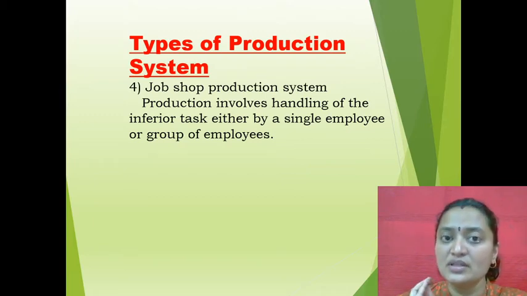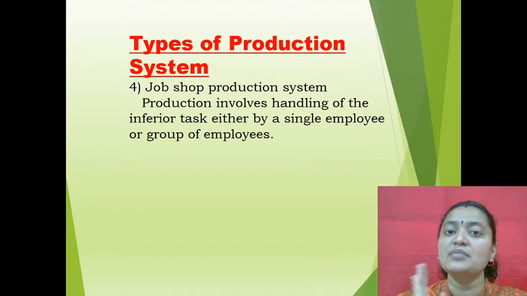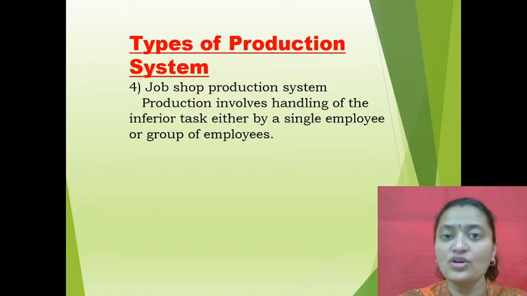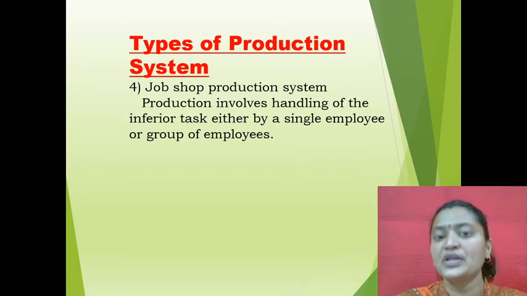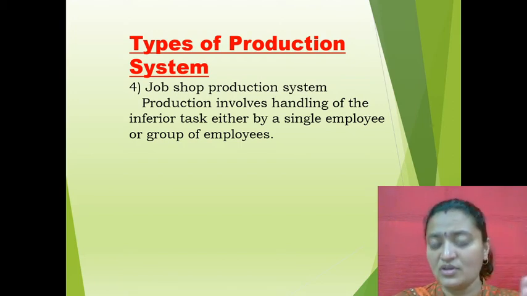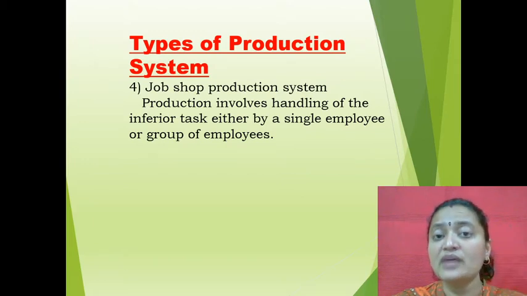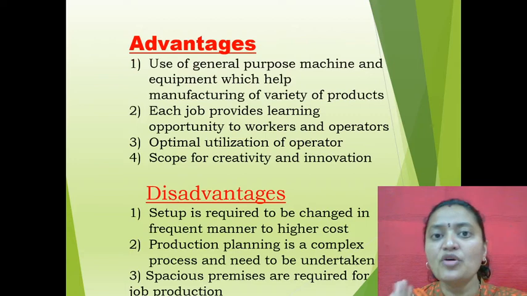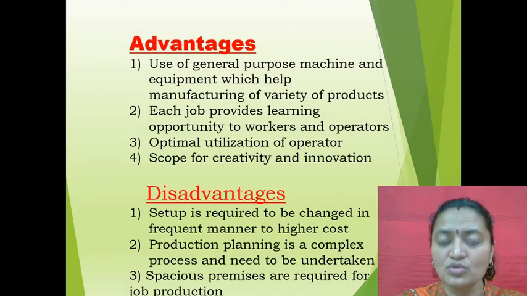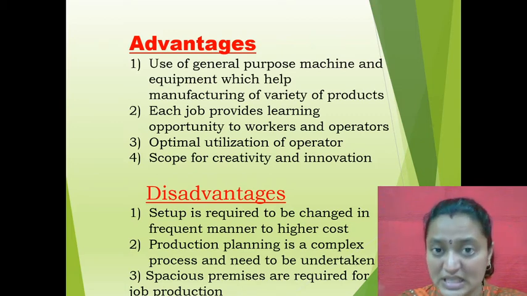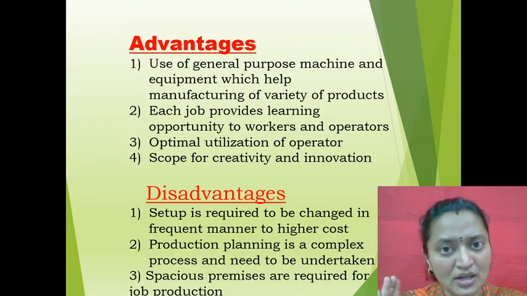Handling of whatever task is being done can be done by a single employee or a group of employees. A single individual, if he is efficient enough or knowledgeable enough, can handle that particular work. In other cases it can be done by a group of employees. Here we also need to understand the various advantages and disadvantages of this kind of system, that is job shop production system.